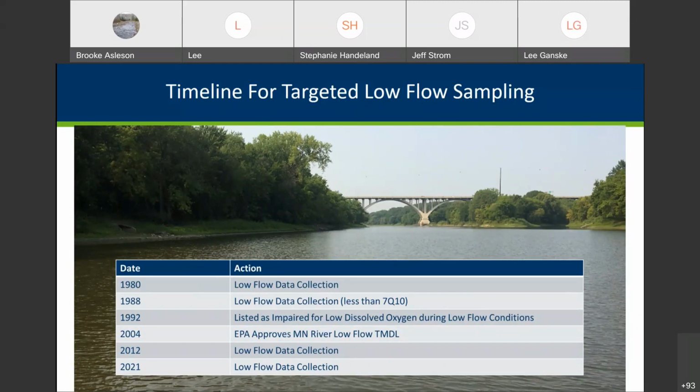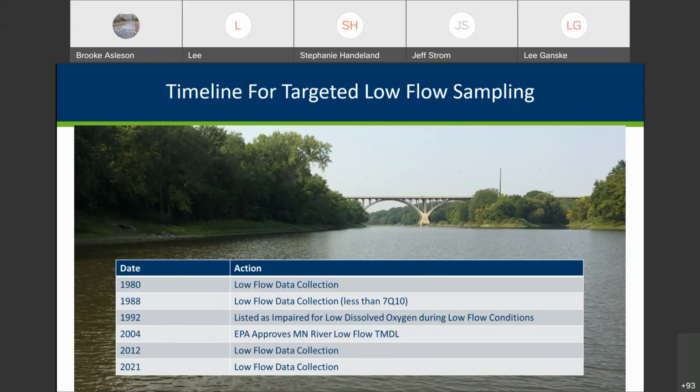1992, the river was formally listed. This reach, this 22-mile section, was formally listed for low dissolved oxygen during low flow conditions. And in 2004, the EPA approved the Minnesota River low flow TMDL.